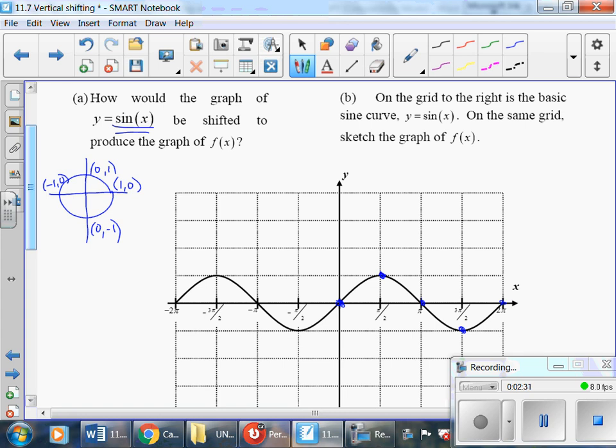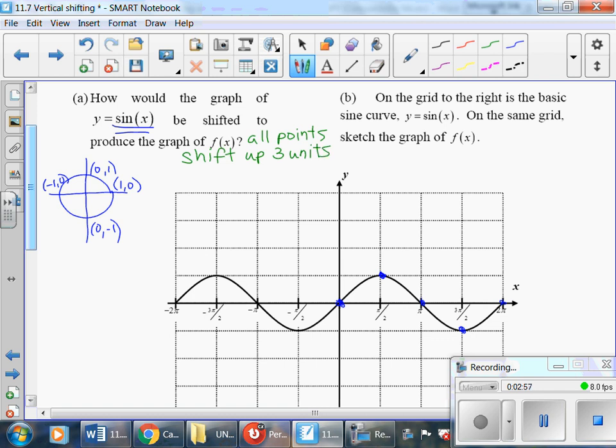Now, what happens when I add 3? Well, remember, the first one was multiplying by 3, so our zeros remain the same. So what's going to happen? Everything's going to shift up 3. So all points shift up 3 units. Now what is that going to look like?